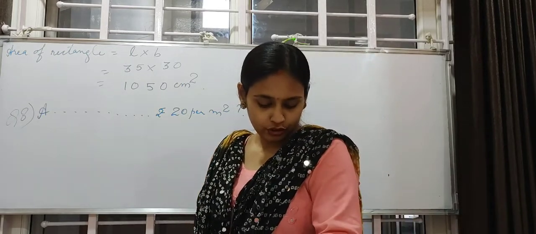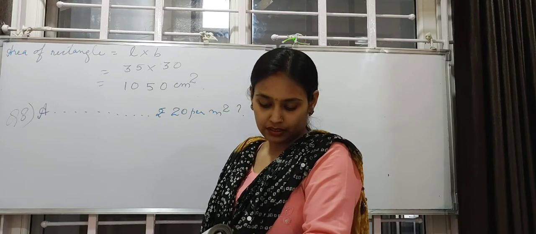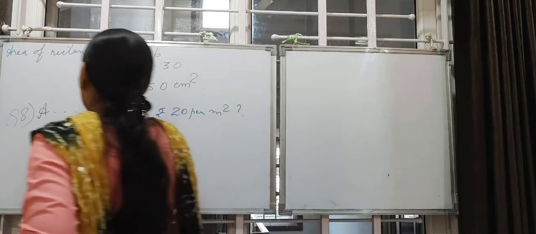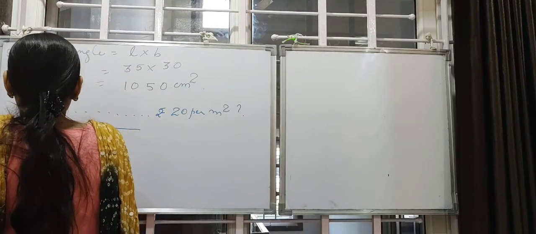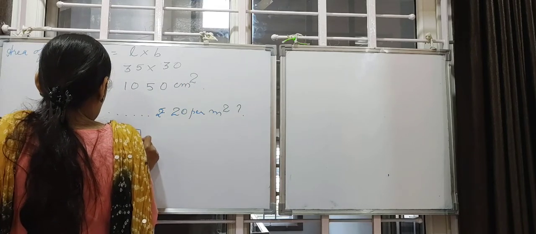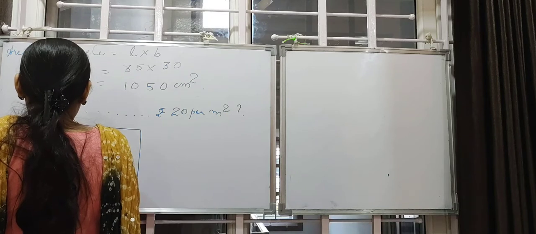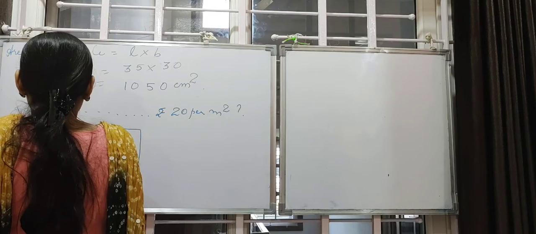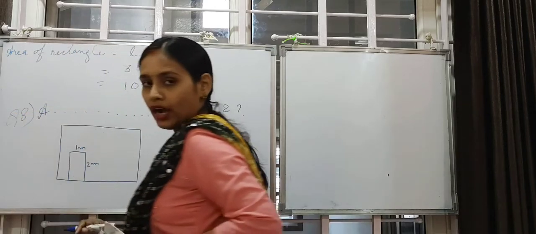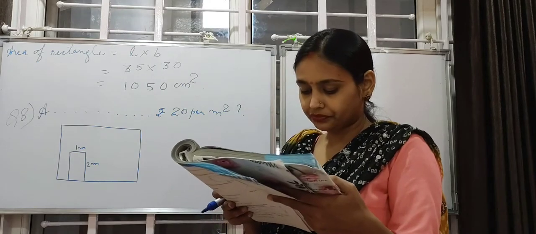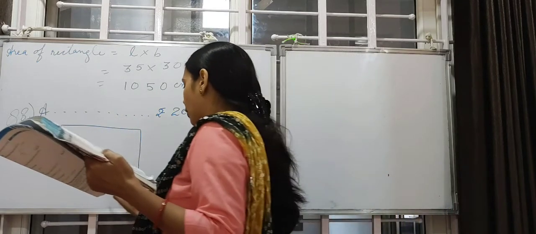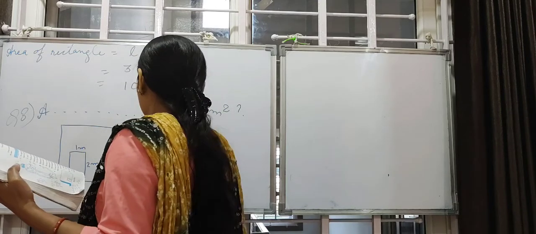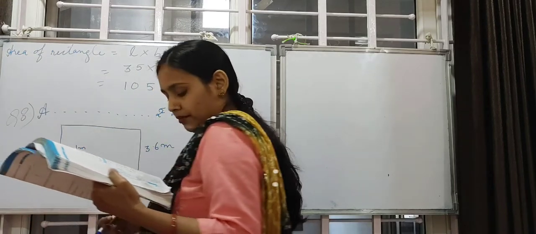A door of length 2 meter and breadth 1 meter is fitted on a wall. So there is a wall. We will make a rough diagram. This is the wall, and there is a door on this wall whose dimensions are given. Length is 2 meters and breadth is 1 meter. The length of the wall is also given, 4.5 meters, and the breadth of the wall 3.6 meters.